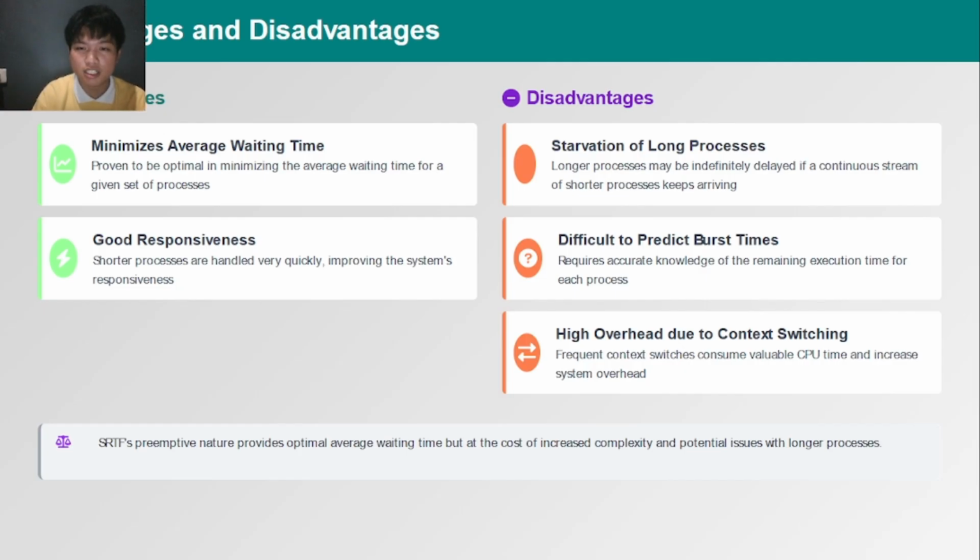It requires accurate knowledge of the remaining execution time for each process, and frequent context switches consume valuable CPU time and increase system overhead. The technical challenge here is that it's hard to predict exactly how much burst time a process has left, and the frequent context switching adds overhead that can slow the system down.